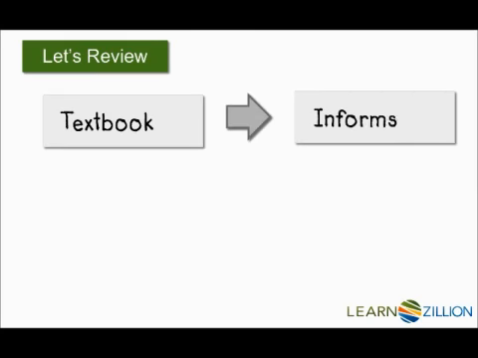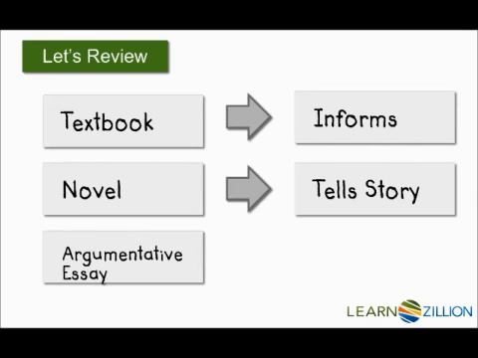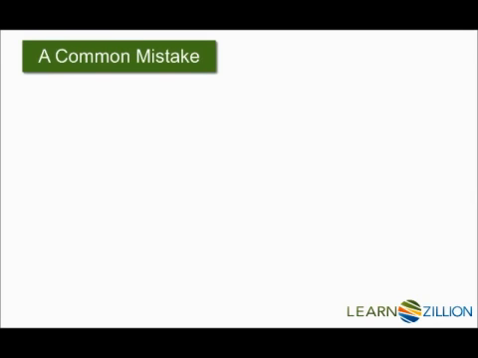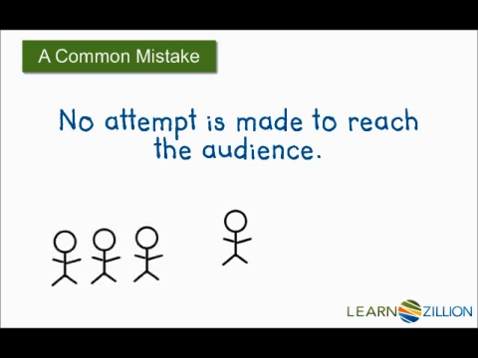Let's review. A textbook is written to inform. A novel tells a story. An argumentative essay, though, is written to try to convince the audience. A common mistake that writers make is that they make no attempt to reach the audience. So, what you should be doing here, you have the writer, you have your audience, and you're trying to capture them, or at least their attention.